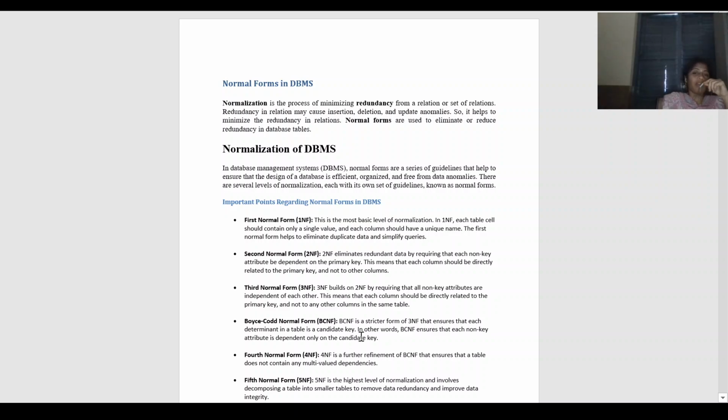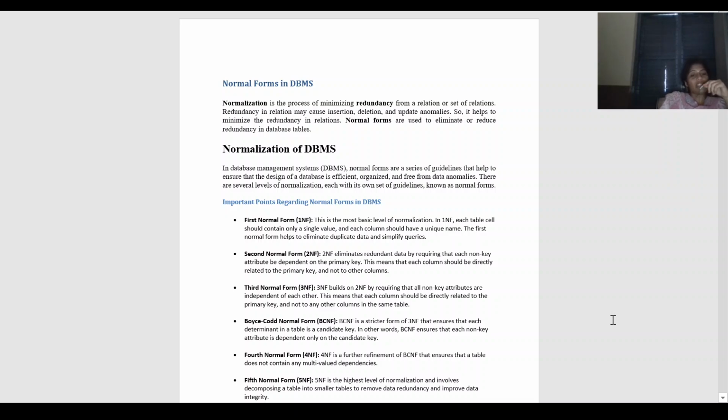Coming to Boyce-Codd normal form. BCNF is a stricter version of third normal form that ensures that each determinant in each table is a candidate key. In other words, BCNF ensures that each non-key attribute is dependent only on the candidate key. Coming to the fourth normal form. 4NF is a further refinement of BCNF that ensures that the table does not contain any multiple values. It should be only single values, not multiple values.